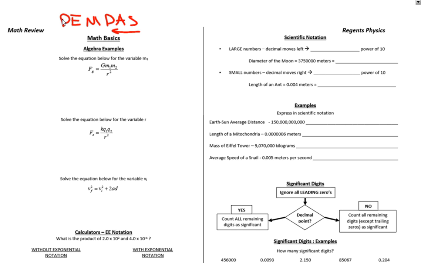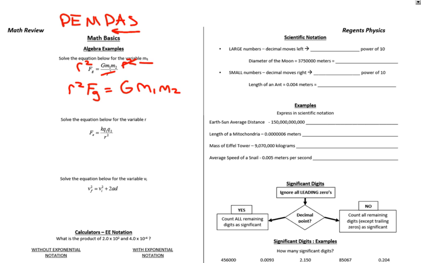In this case, if I'm trying to solve for m1, there is a division, dividing by r squared. So I have to deal with that. The opposite operation of dividing by r squared is multiplying by r squared. So if I multiply both sides by r squared, that cancels out the r squared on the right-hand side. So I get r squared times F of G equals G times m1 times m2.